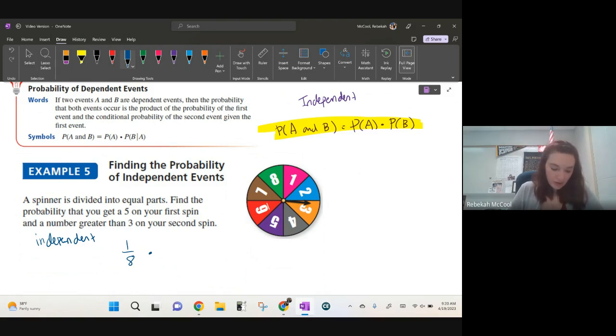The second probability, a number greater than 3 on our spin. A number greater than 3 would be 4, 5, 6, 7, and 8. So that's 1, 2, 3, 4, 5 of our 8 spaces there. So that product would be 5 out of 64. So that should be our probability.